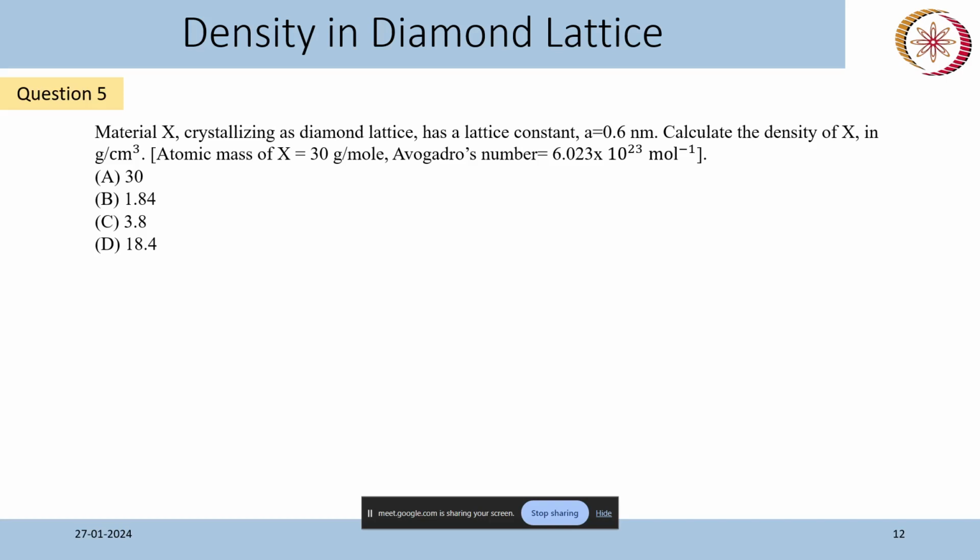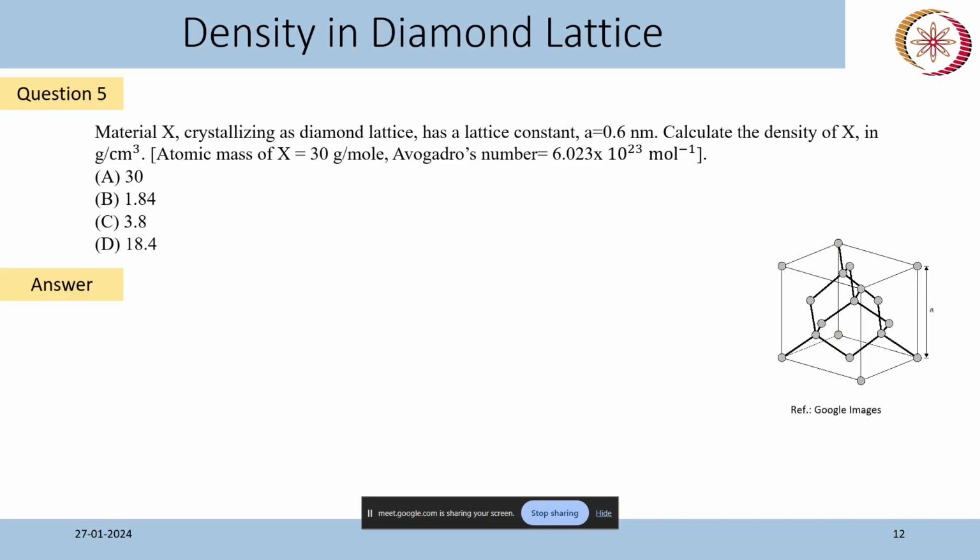The expression to calculate the density is number of atoms per unit cell multiplied by atomic weight divided by Avogadro number into lattice constant cube. So the number of atoms in a diamond unit cell is 8. Atomic weight is given 30 gram per mole, and the Avogadro number 6.022 into 10 to power 23, and the lattice constant is 0.6 into 10 to power minus 9. I calculated in kilogram per meter cube, and then converted into gram per centimeter cube. Okay, that is correct.